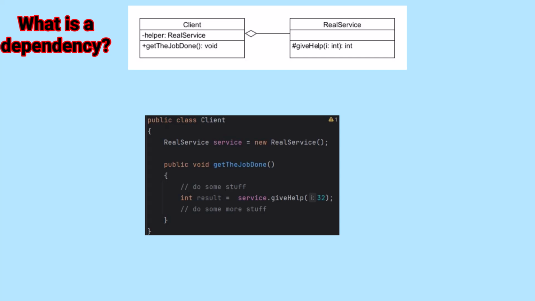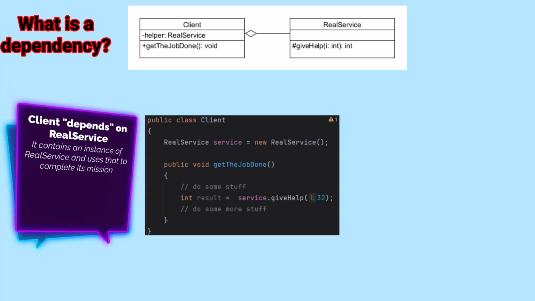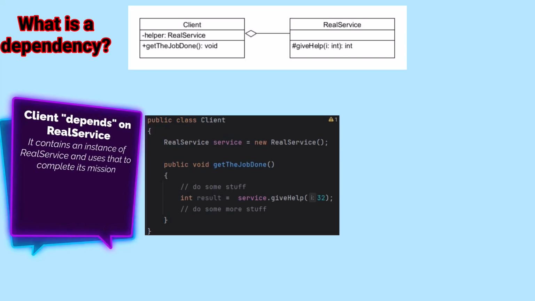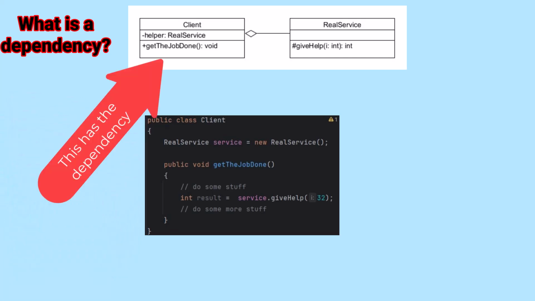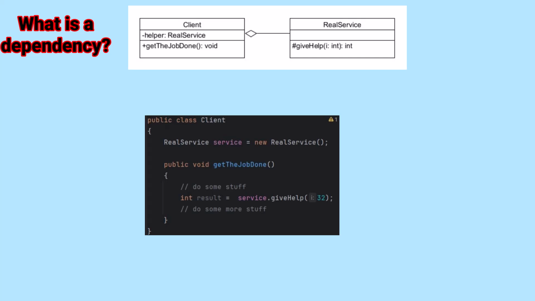One class depends on another when it uses the other to get the job done. The pattern for dependency injection calls the class that is using the dependency the client, and the dependent class the service. That denotes that the client is using the service to get their job done, not that the client is a client in the usual client-server terminology. You can see the dependency here. The client contains an instance of real service and presumably calls give help in order to get the job done.